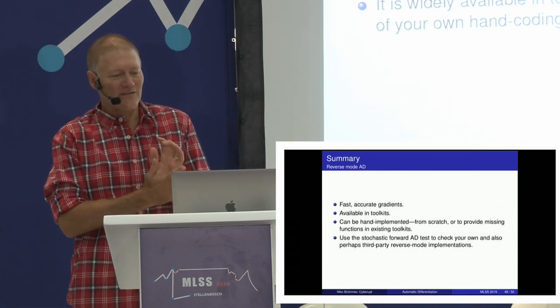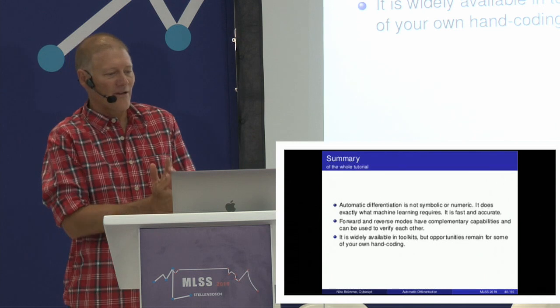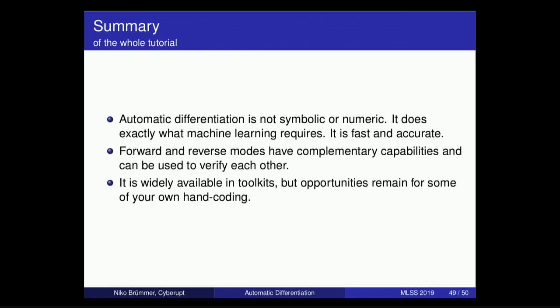automatic differentiation is not numeric or symbolic, so it does exactly what machine learning requires. It's fast and accurate. Forward and reverse modes have complementary capabilities, and they can be used to check the one against the other. And it's available in toolkits, but opportunities remain for some hand coding.